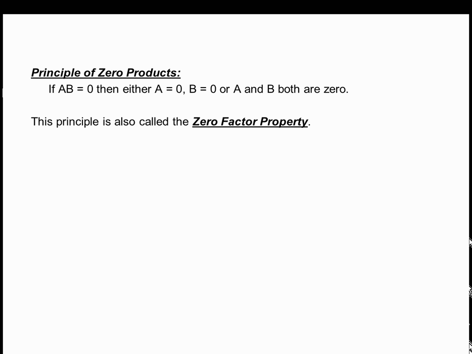The principle of zero products says if a times b is equal to 0, then either a equals 0, b equals 0, or a and b both are 0. It's also called the zero factor property. If you think about it, you've multiplied two expressions and got 0, that means one of them had to be 0. Same thing, you can multiply 3 expressions to get 0. One of them had to be 0. Just remember, 0 times anything is 0.